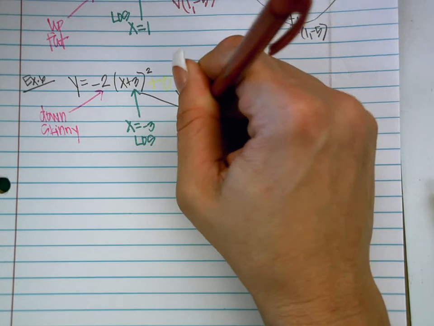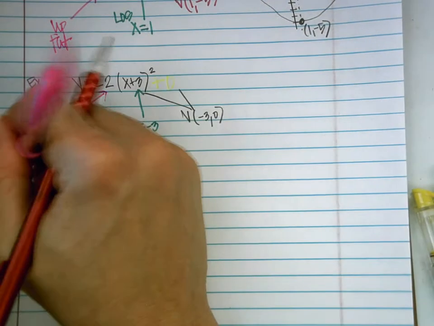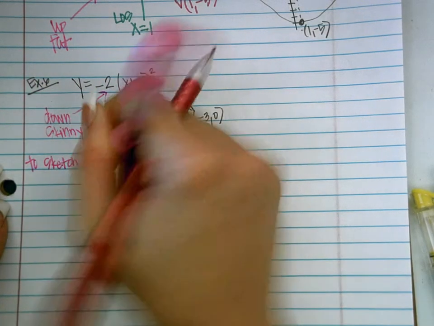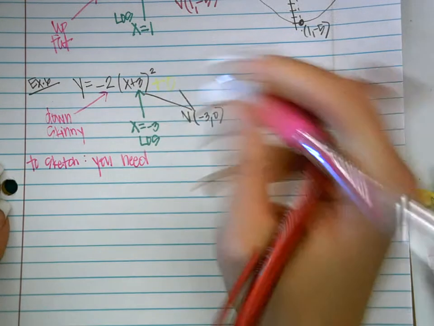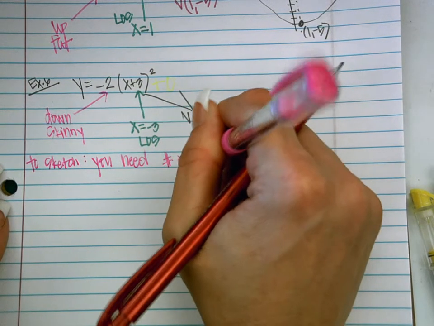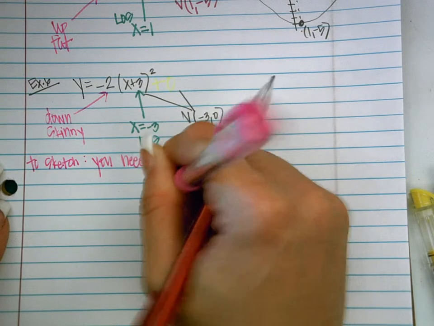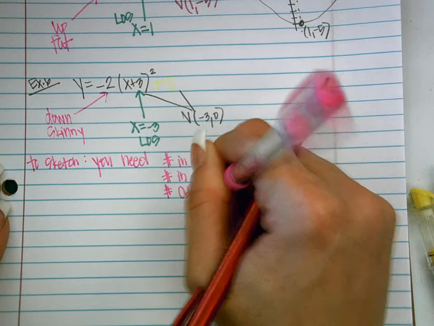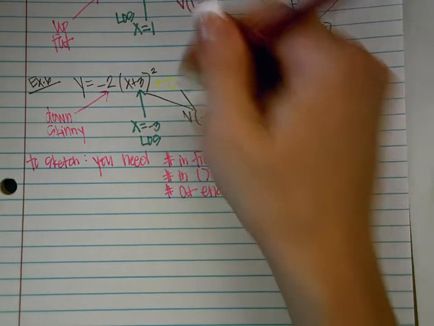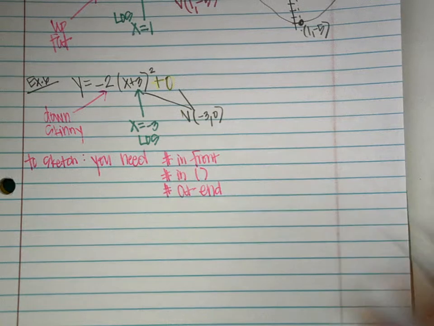-3, 0. So, anytime you're sketching, to sketch, you need 3 numbers. Okay, to sketch, you need a number in front, which is your A value, a number inside the parentheses, and a number at the end. Okay, before you can sketch, you need to have those 3 numbers. So sometimes you have to kind of fill them in. Okay, so this was a +0, just in case you can't see that because it's highlighter. Okay, now we can graph.